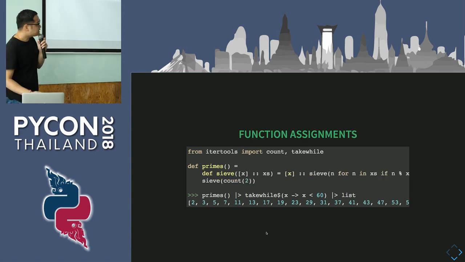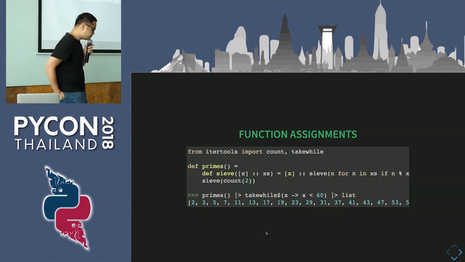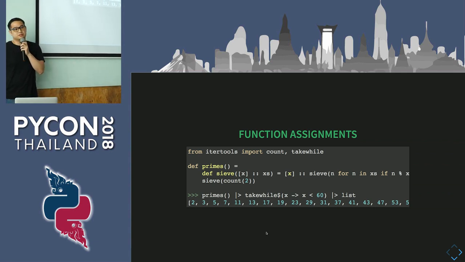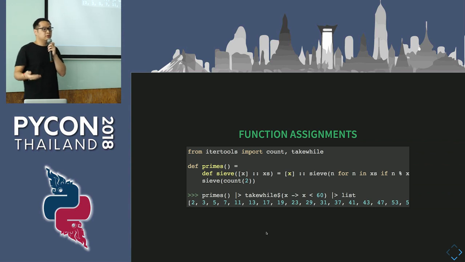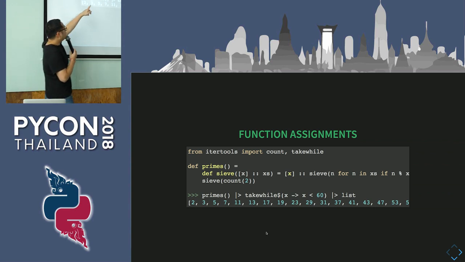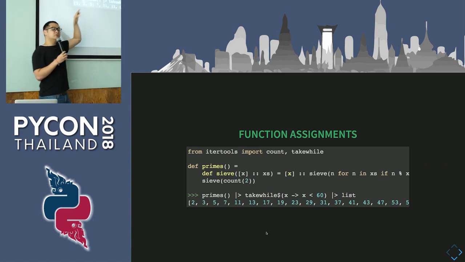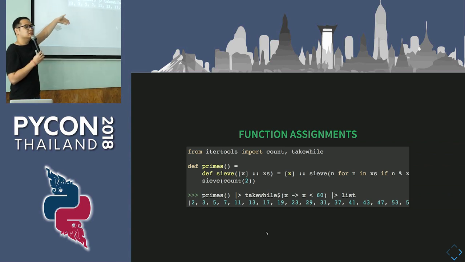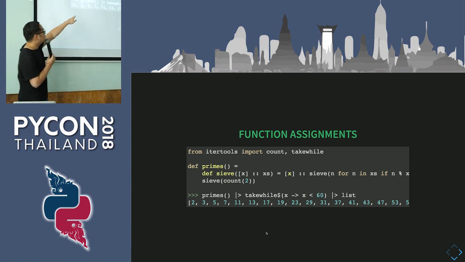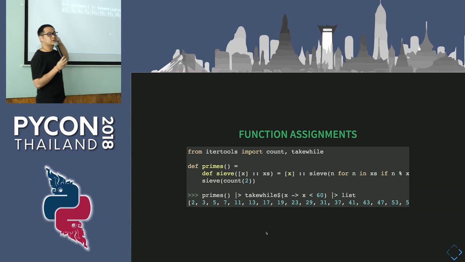And the next thing is function assignments. In a lot of functional programming languages, you deal with expressions. Your return value is just the last value you have in the expression. Here, instead of having the colon and return, you just have an equal sign, and whatever's the last thing, that's what the function is going to return. So here we get rid of all returns.